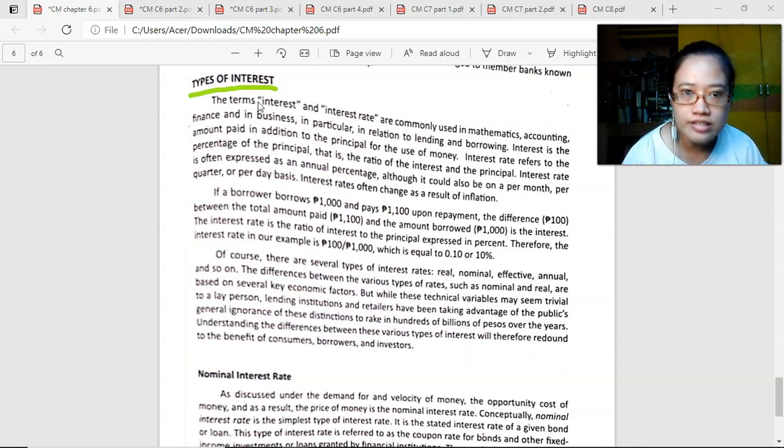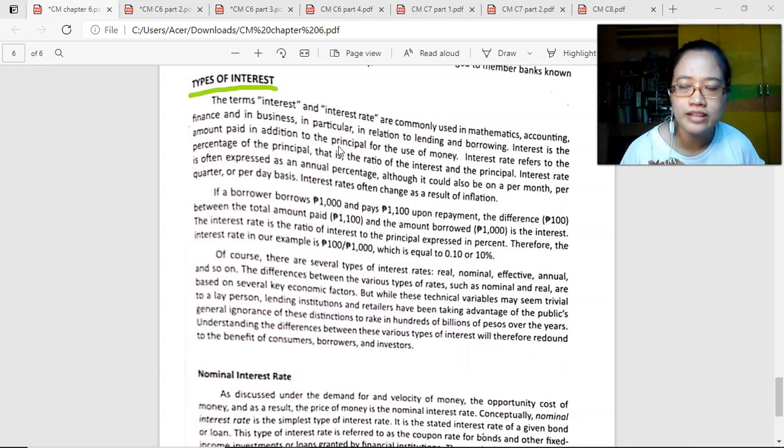So types of interest. The terms interest and interest rate are commonly used in mathematics, accounting, finance, and in business, in particular in relation to lending and borrowing. Okay, so you always have two parties here. You have the depositors or the investors, the creditors, and then you have the borrowers, okay, the ones who need the money. So interest is the amount paid in addition to the principal for the use of the money.